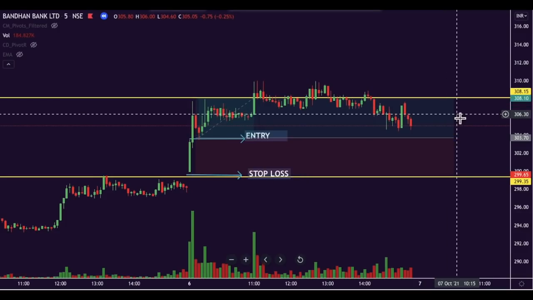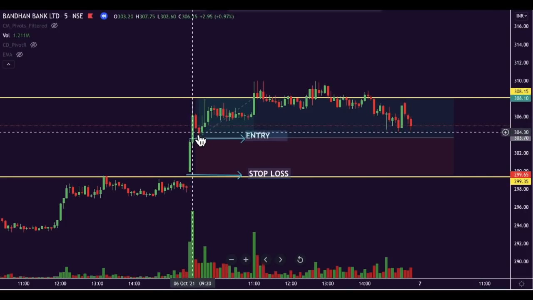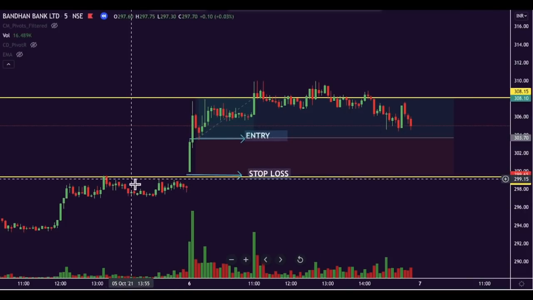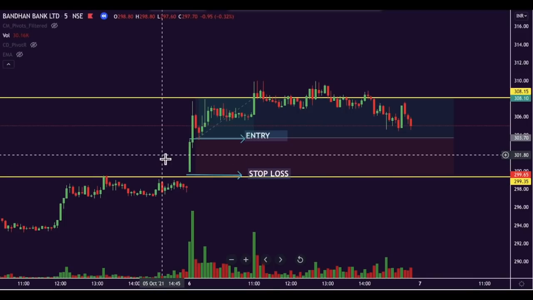So by now, you should have got a complete understanding about where to enter, where to keep stop loss. We need to enter only when the next candle opens. The candle has to close above previous day high. So all the rules you know now.